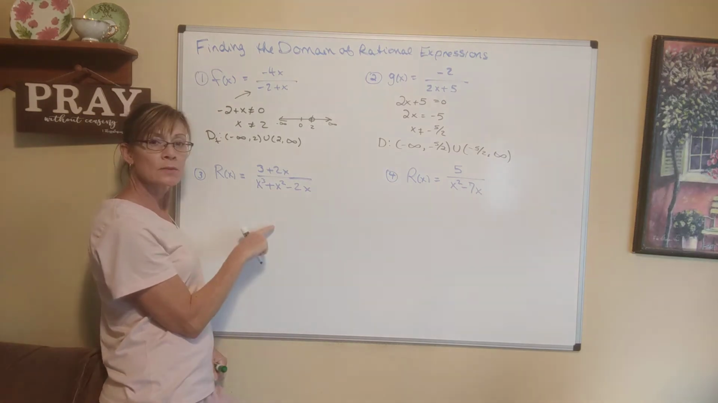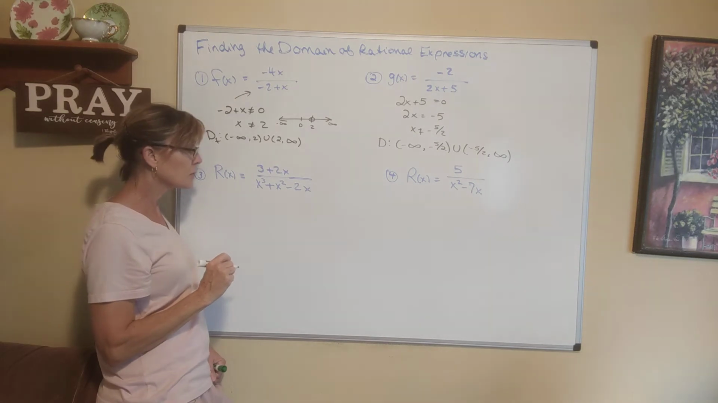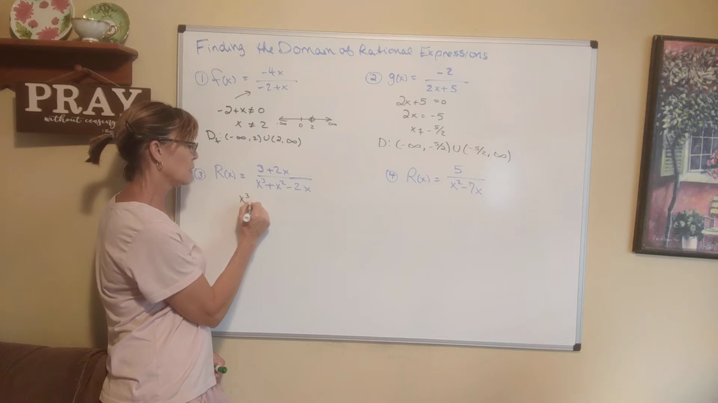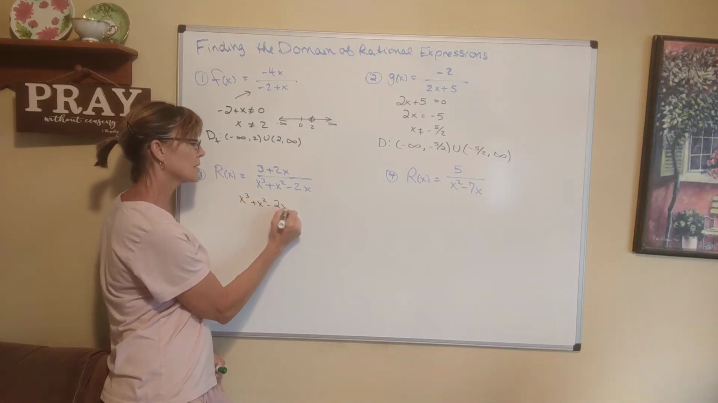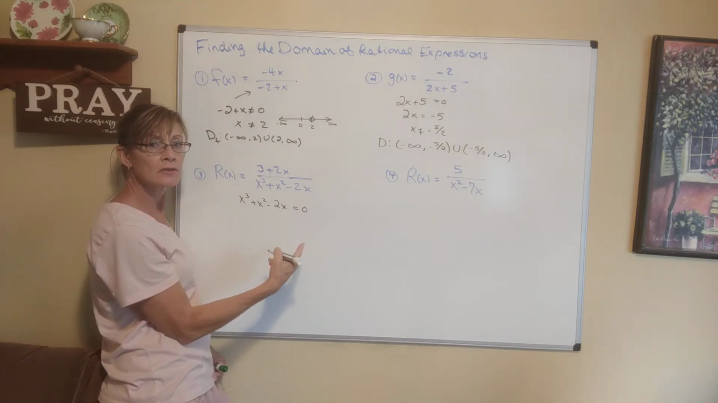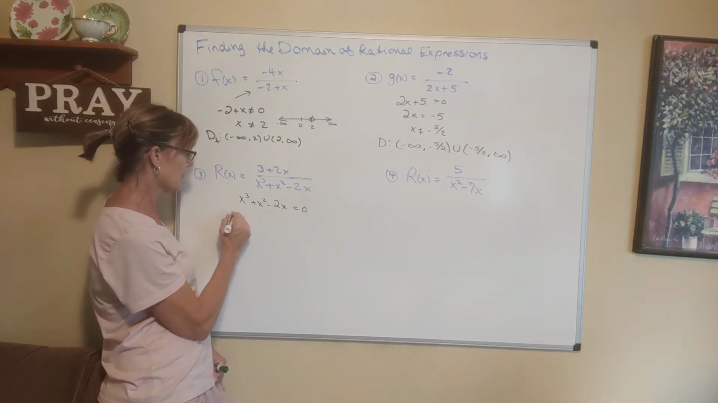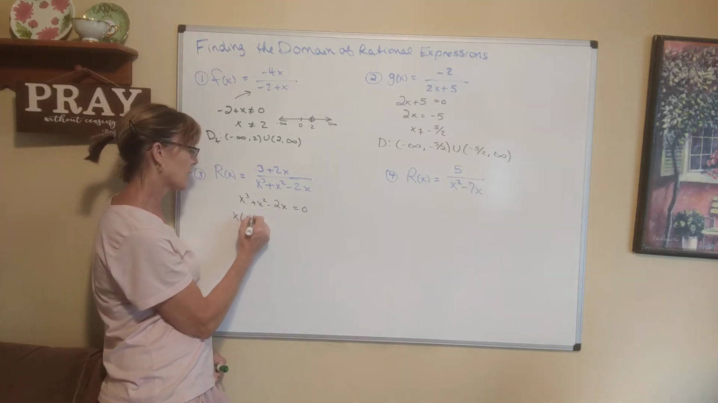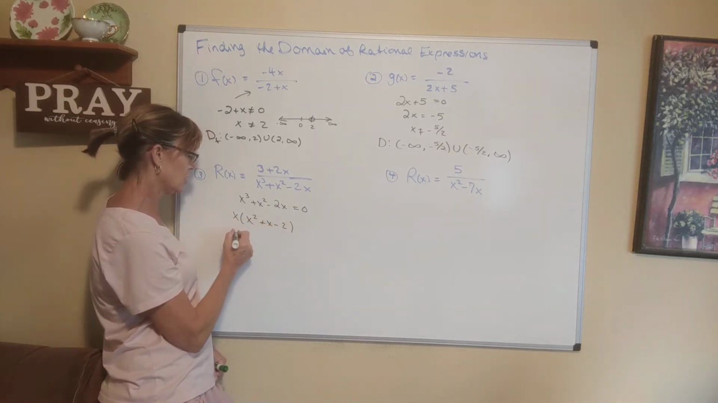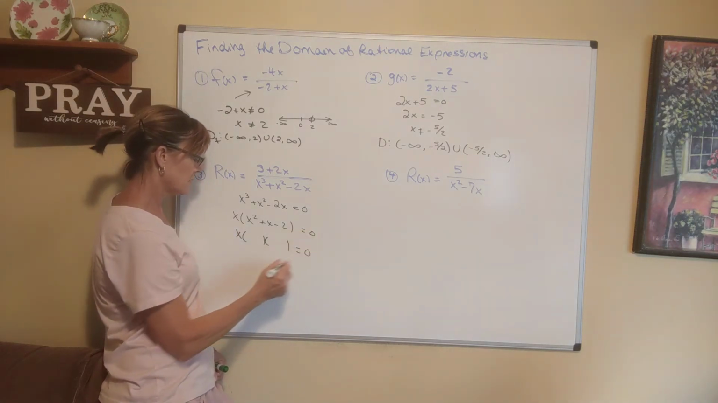Okay, here, let's try this one. r of x is 3 plus 2x divided by x cubed plus x squared minus 2x. As long as we don't let the denominator, x cubed plus x squared minus 2x, equal 0, we're okay. So set it equal to 0 and see what the values are that you need to exclude. I'm going to try to factor this. I'm going to pull out the greatest common factor, x, leaving me with x squared plus x minus 2. Let me see if I can factor this. You could use the AC method or trial and error, some method to factor this.